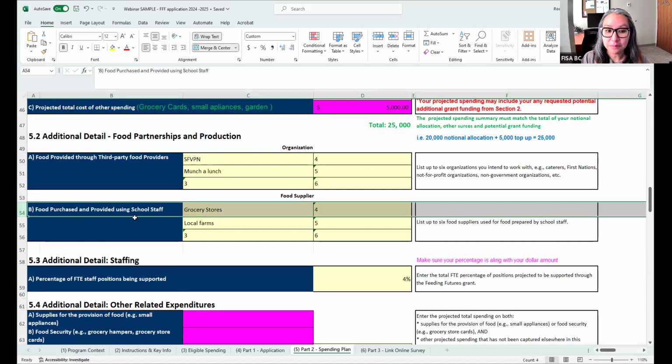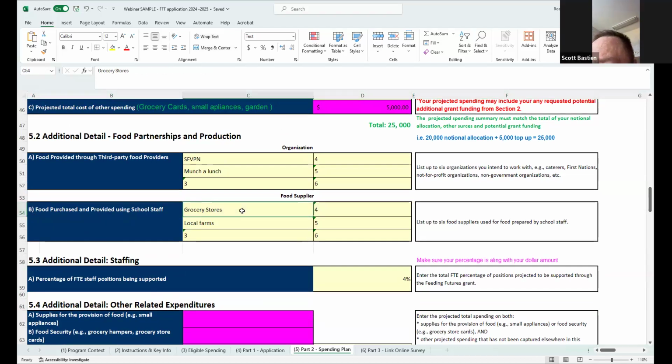Line 54 is the places where your staff buy the food. So it's not a number. It should be a name, because it's the food that your staff is buying, either you or your staff. For example, every week I get a bunch of oranges and a bunch of granola bars from Costco, so I'm going to write just grocery stores. Okay, perfect. No numbers here.